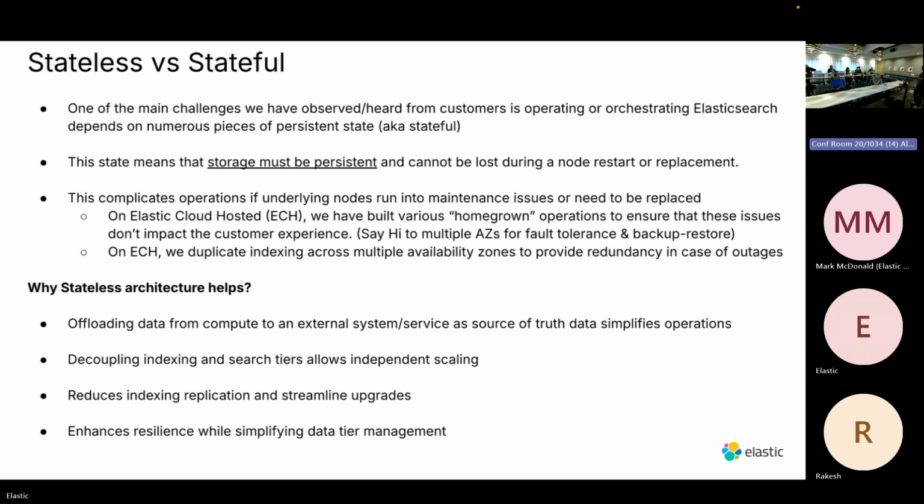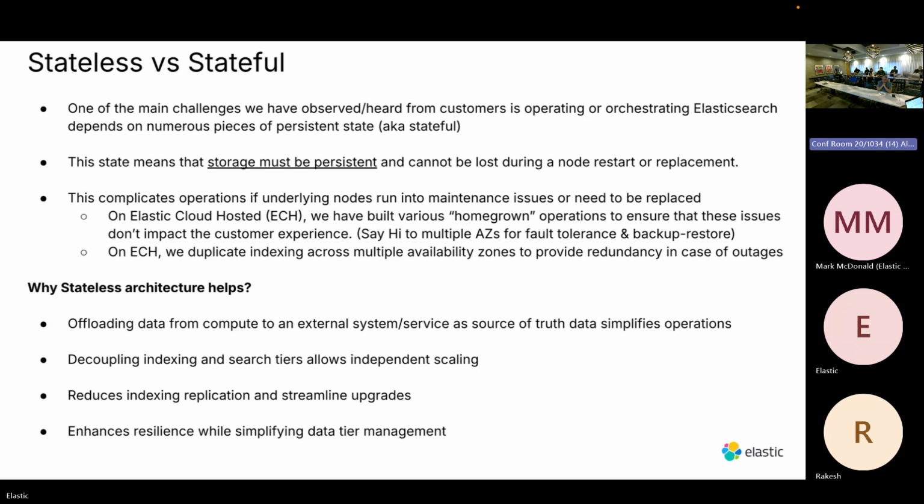That's why we ended up looking at a stateless ecosystem, where we can offload the data from compute. Or even better, can we store the data not in compute, but use compute as a cache layer? That's where we started to think about where we can put the data so that the data becomes a source of truth.